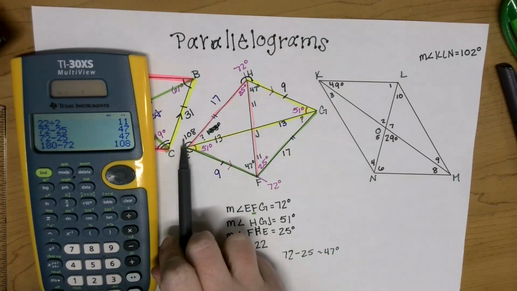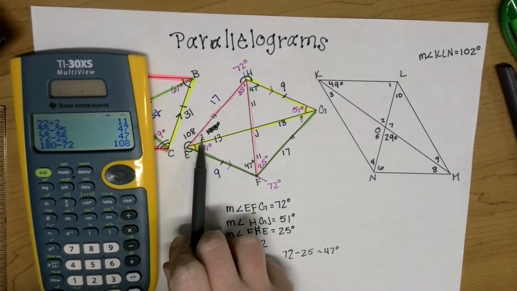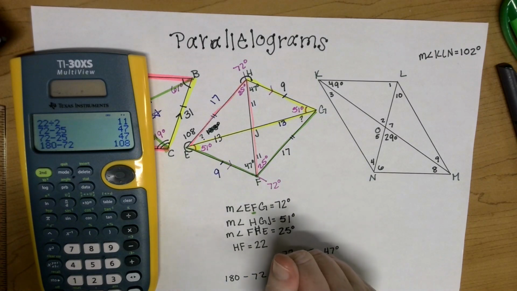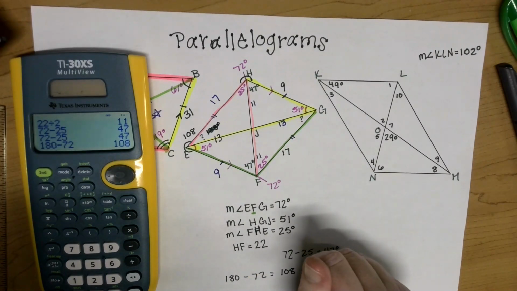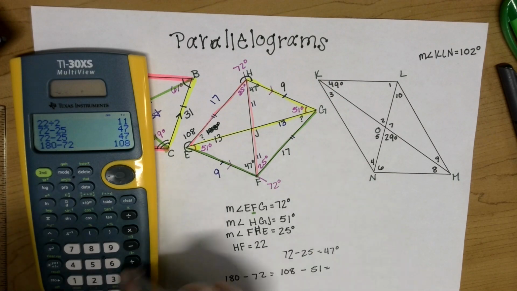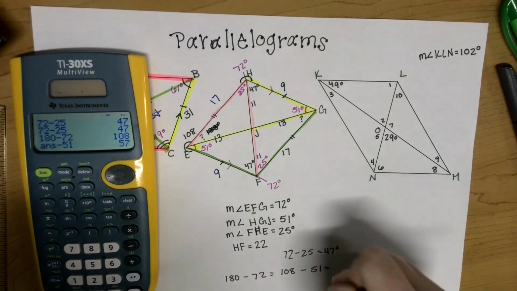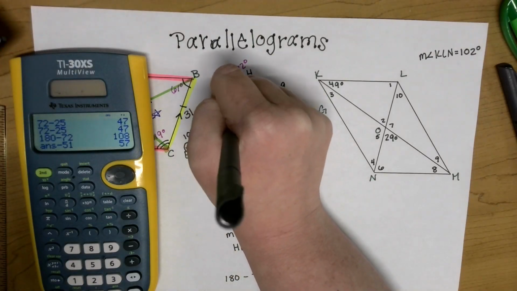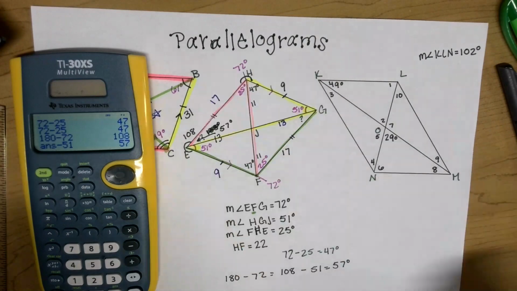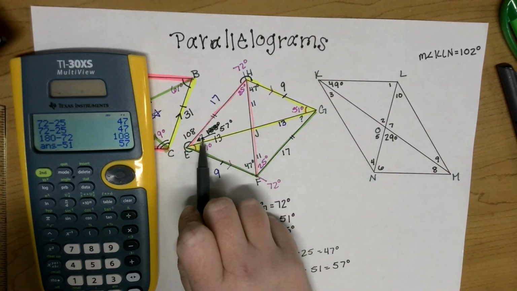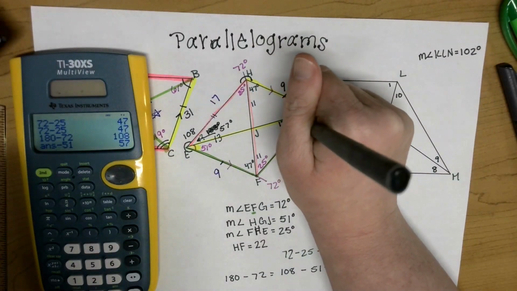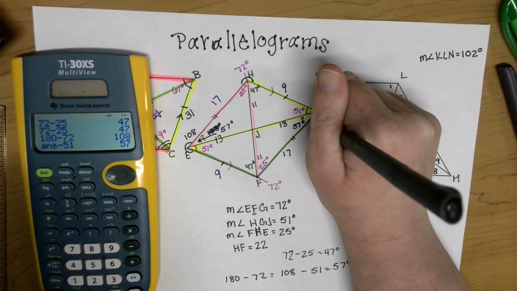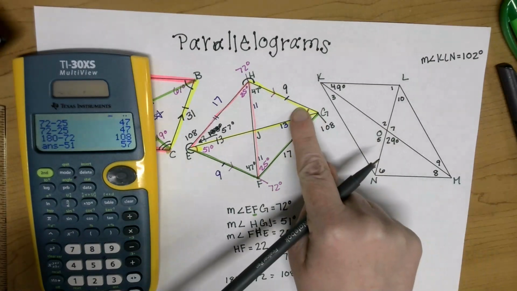Alright, so this whole angle is 108 degrees. Now if I want this piece of it, you see how this piece is 51? So we're going to do 108 minus 51. And that leaves me with 57 degrees. So this angle right here is 57 degrees. And if this angle is 57, then this angle is 57 degrees. Okay? And this angle right here would be 108. If you added 57 to 51, you should get 108.